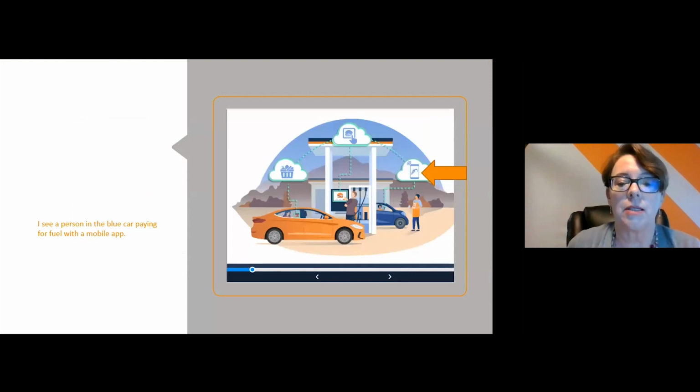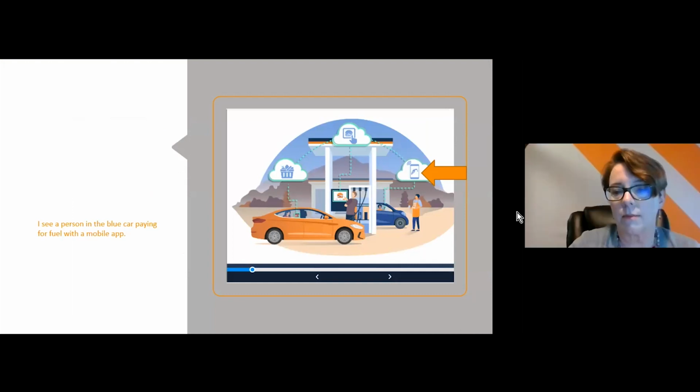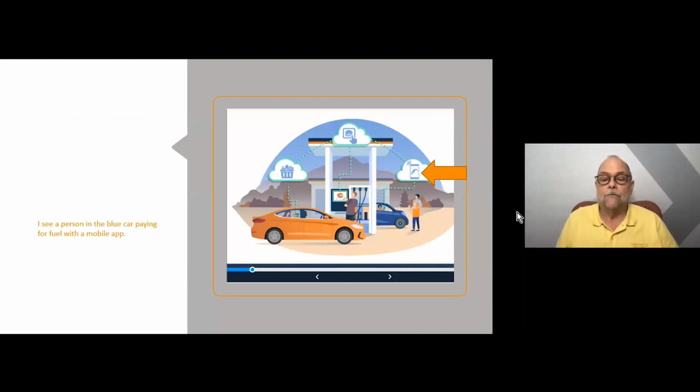Okay, this is a nice screen. I see a person in a blue car who looks like they're paying for fuel on their mobile device or something. Yes, that's exactly right. The little gas nozzle up there kind of gives you a clue that that's what that is. I will ask everyone to suspend disbelief for a second and ignore the person in the orange apron carrying stuff. That person is not going to the blue car. They're going somewhere else. And so you can go to the next slide.